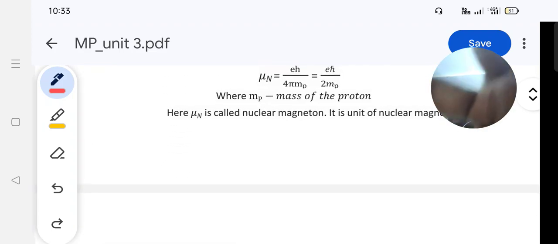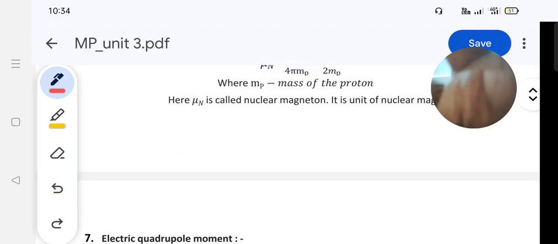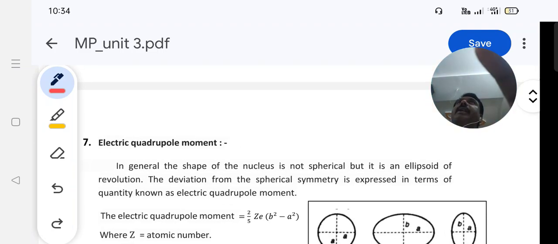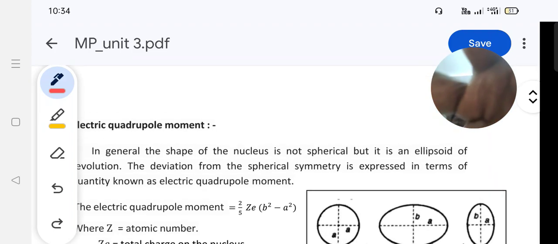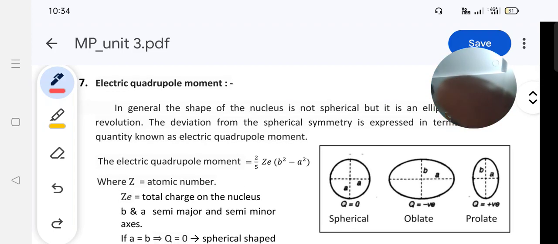The last property which we will discuss is the electric quadrupole moment. The electric quadrupole moment gives information about the shape of the nucleus. If the nucleus assumes the shape of a sphere, its quadrupole moment will be 0. But whenever the quadrupole moment is non-zero, the nucleus shape will change into a spheroid as shown in the figure.